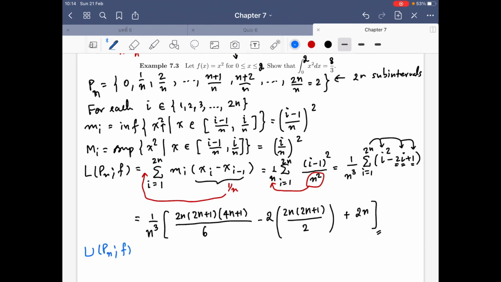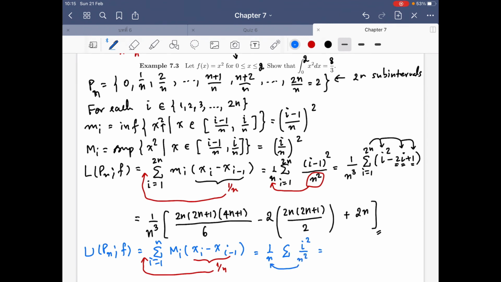How about your upper sum? Your upper sum is simply the summation from i to n of a capital Mi and the length of each subinterval, which is again 1 over n, right? So your 1 over n can be taken out, and then this one will be a summation of i squared over n squared. So your n squared can be taken out as well. And don't forget that the end point here is 2n. So you have n cubed and then a summation of i squared. Okay, so it will be 2n, 2n plus 1, 4n plus 1 as well over 6.